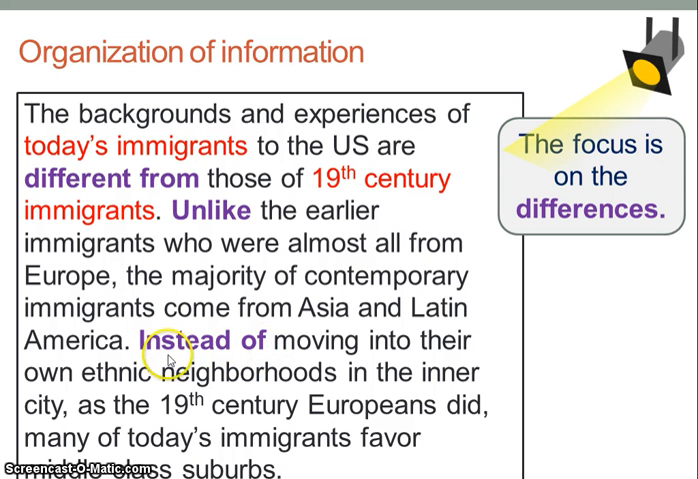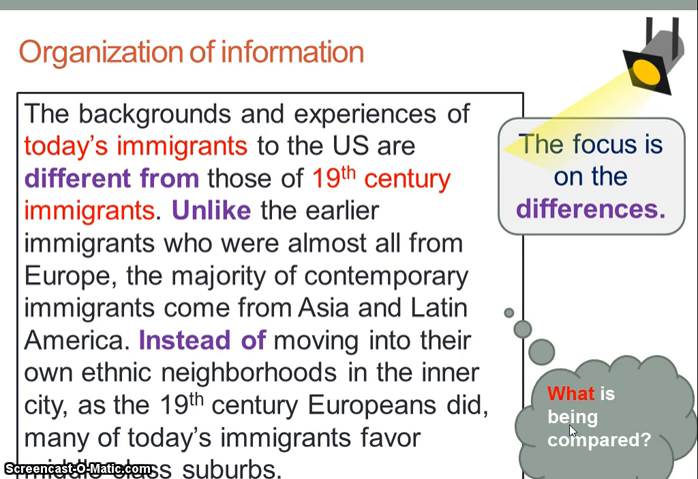Instead of, again, we have a marker that immediately shows us that there's a difference. Instead of moving into their own ethnic neighborhoods in the inner city, as the 19th century Europeans did, many of today's immigrants favor middle-class suburbs. So what's different? In the past, they moved into the inner city in ethnic neighborhoods, and today they're moving into middle-class suburbs. And again, what are we comparing or contrasting here? Today's immigrants and 19th century immigrants.